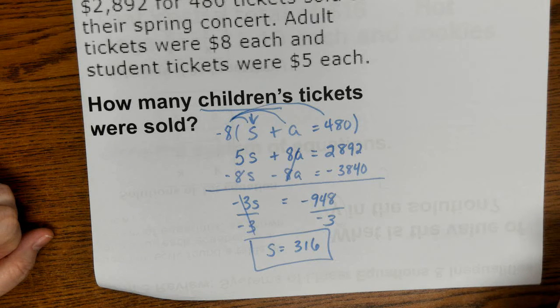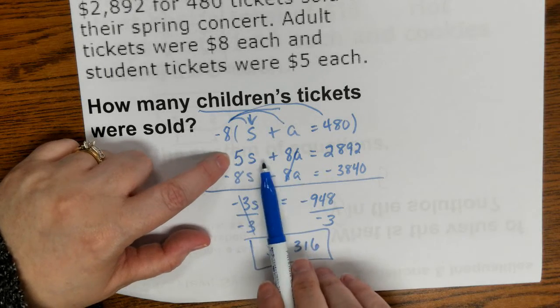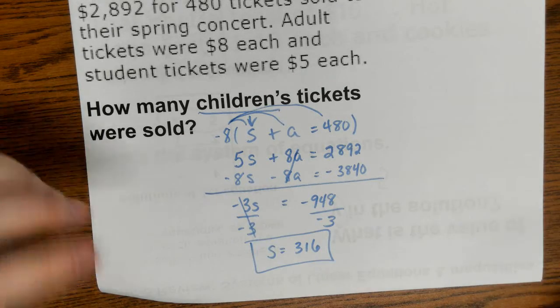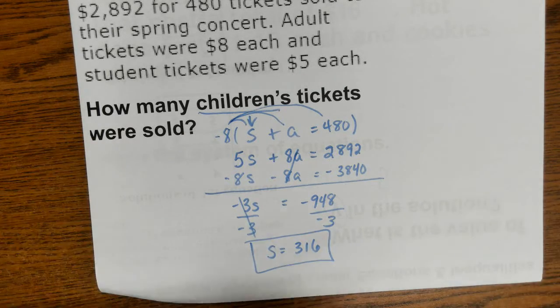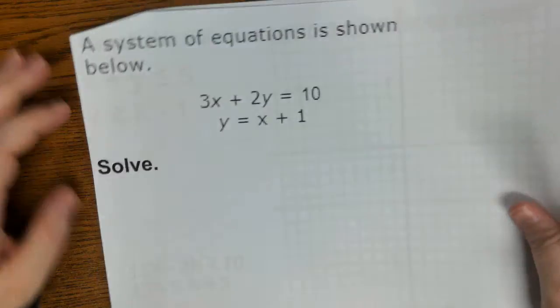All right. Had they asked for adult tickets, we could have just made sure that we multiplied by the -5 in order to cancel the students instead. So just be aware that there's not only one process. To be honest, you didn't even have to do elimination. You could have done substitution or graphing or put it into the calculator. Now, turn to your next slide.